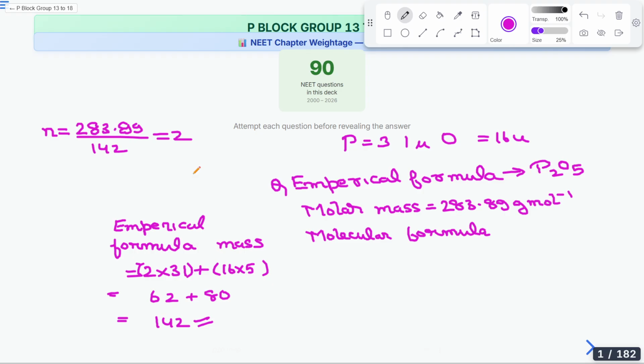Yes, very good Saksham. So once we get this 2, multiply this 2 in the empirical formula. So in P2O5, multiply P with 2, and for O multiply with 2. For each of them multiply it with 2, because we are getting n value as 2. Then you will get P4O10. So this will be your correct answer.